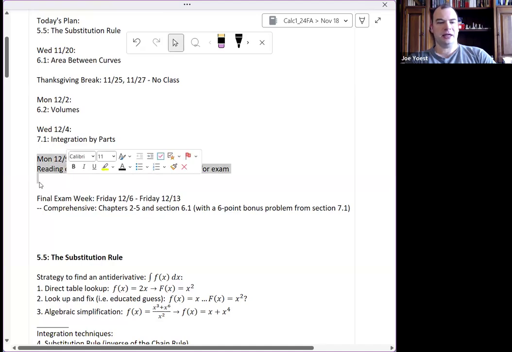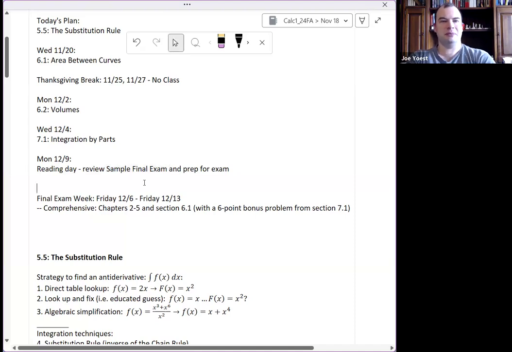And then, unless something changes, we'll plan to leave Monday as a reading day: review of the sample final exam, prep for the exam, anything like that.